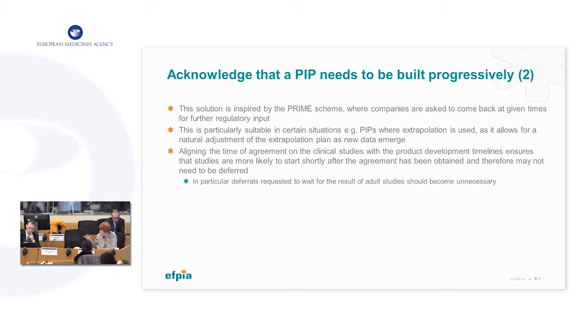If you time your development timeline and your PIP timeline together, you will agree on your phase 3 studies and start them immediately because you've put them together. So you will be doing it for the standard of care at the time of your study, rather than the standard of care from 3 or 4 years before, and with the right competitive environment. So what we expect is that the deferrals which are done waiting for adult study results should actually disappear.